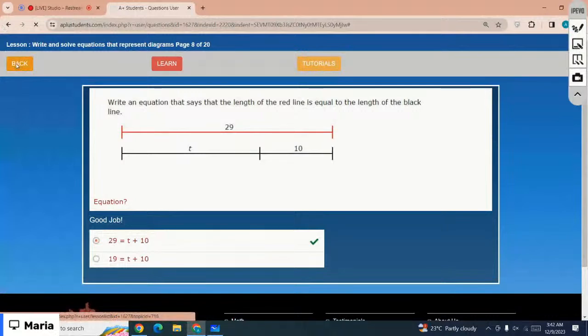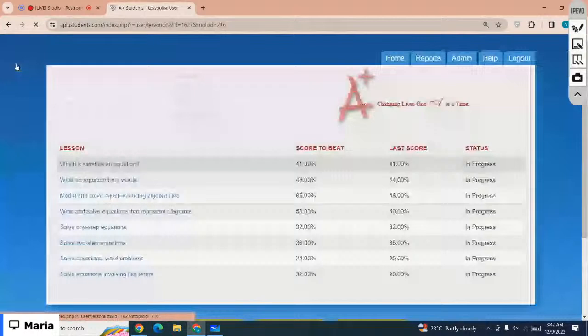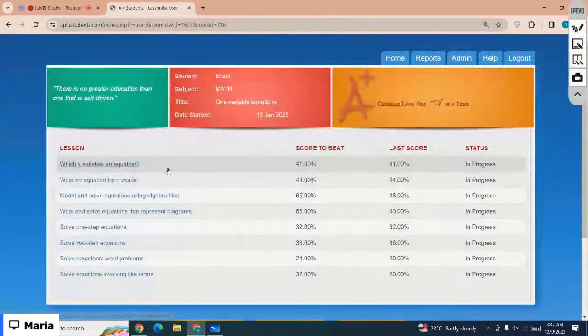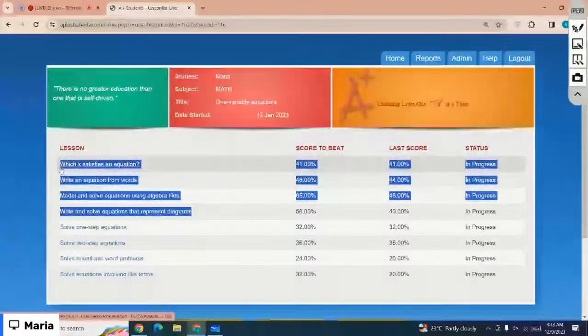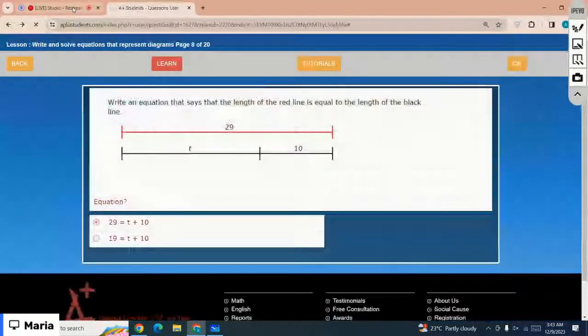So we're working on grade 7 math. The chapter we are working on is one variables, and the lessons we have covered today are, which x satisfies an equation, and the equations that represent the diagrams, right? Please make sure that before the next session you complete all the practice questions for the lessons we did today. That is your homework until the next session, right?